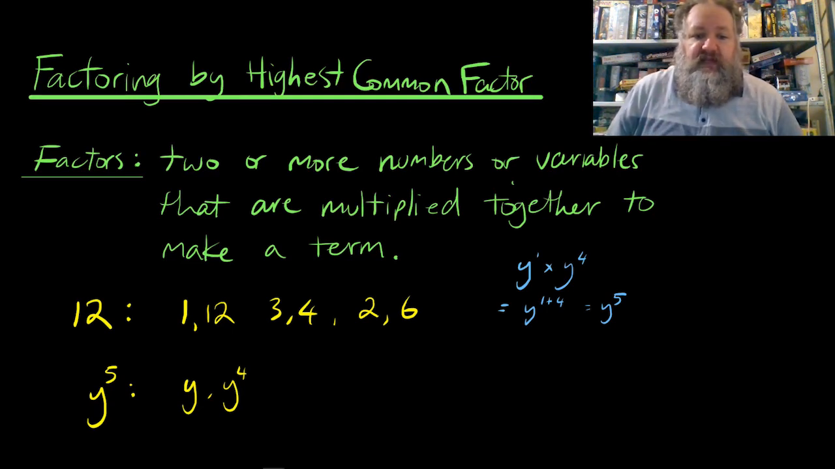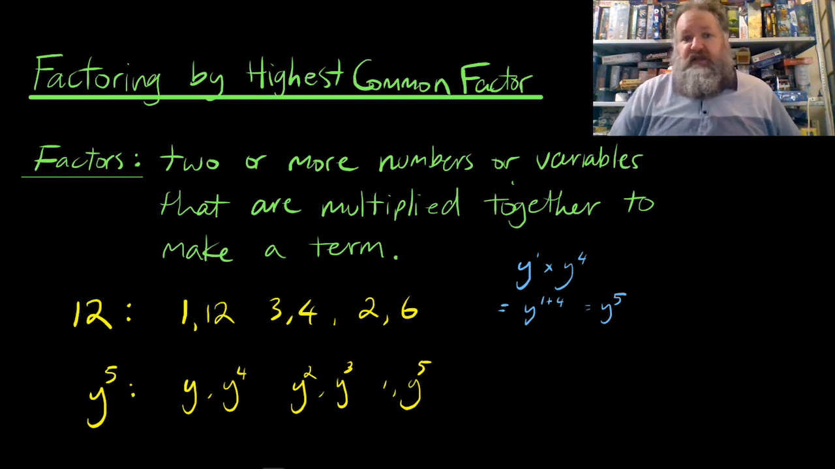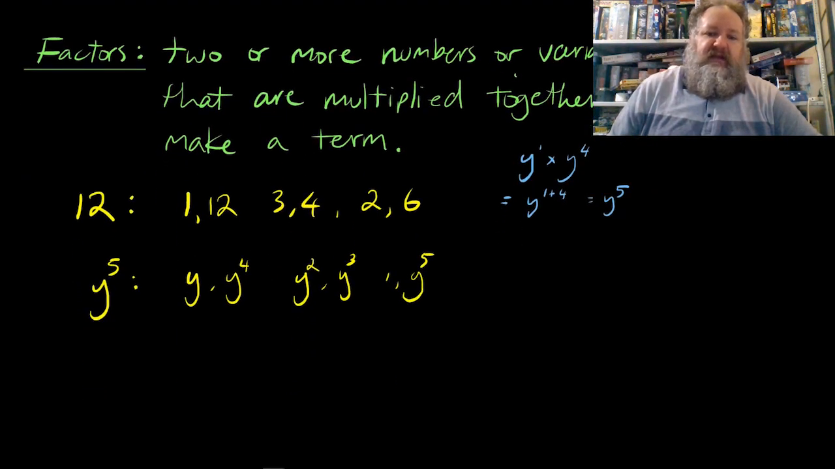Okay, so the other pairs for the y to the power of 5, our factors, are y to the power of 2 and y to the power of 3, and y to the power of 5 multiplied by 1, because any number or variable can have 1 as a factor. Okay, so we've got a good idea of what factors are. Now let's bring in the next idea. The next idea, working towards our HCF, our highest common factor, is the idea of a common factor.